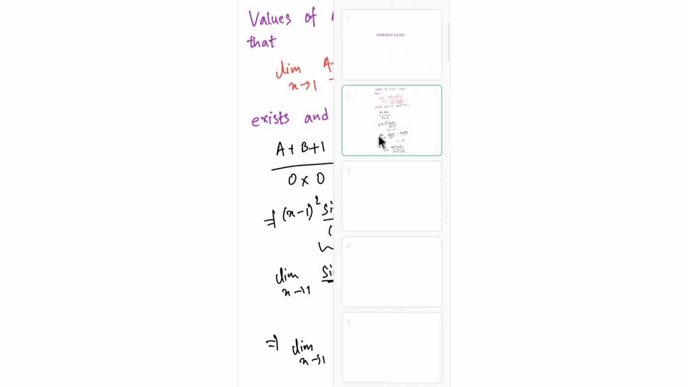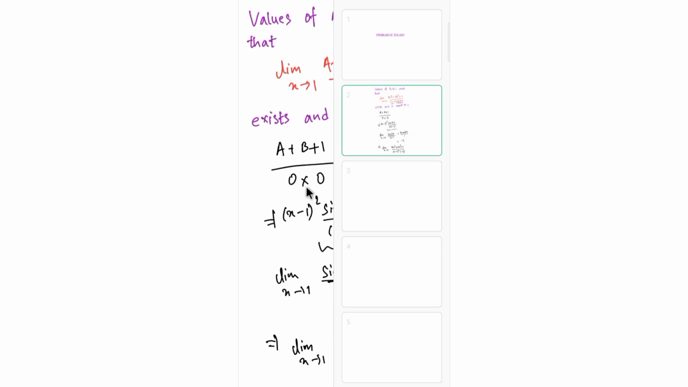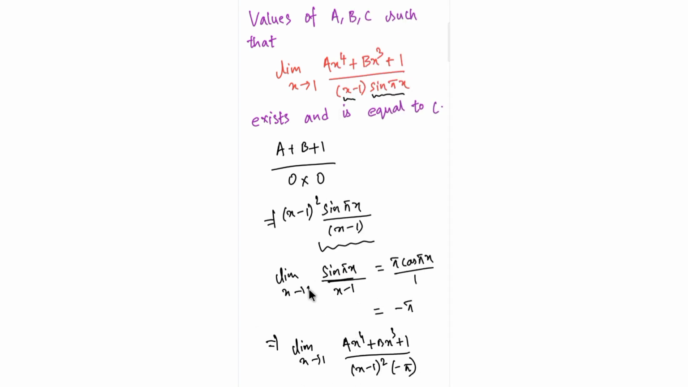So come to the next page. In the question it has been mentioned that this limit exists. But here in the denominator we are getting 0: (1 minus 1) whole square, which is 0, into minus pi, 0. So definitely the numerator should also be 0, then only we get a 0 by 0 form and can go further. If only the denominator is 0, we cannot do anything. We cannot even modify this because it's a polynomial function.